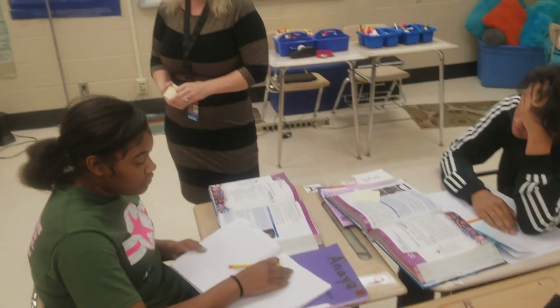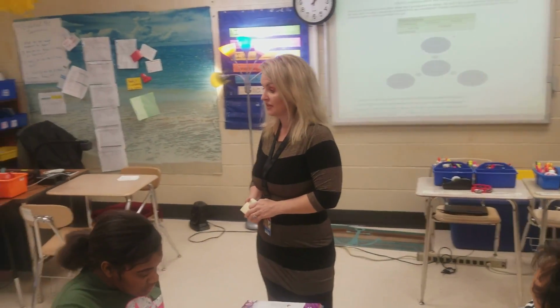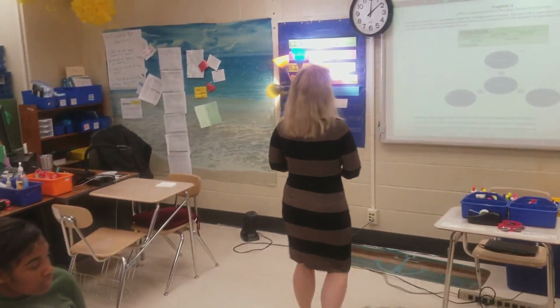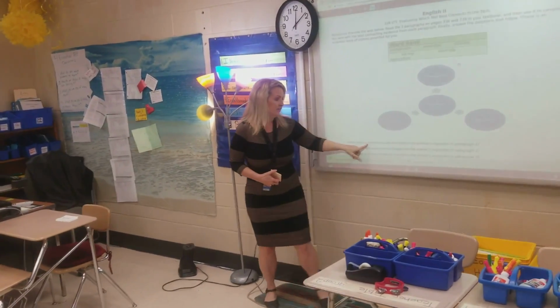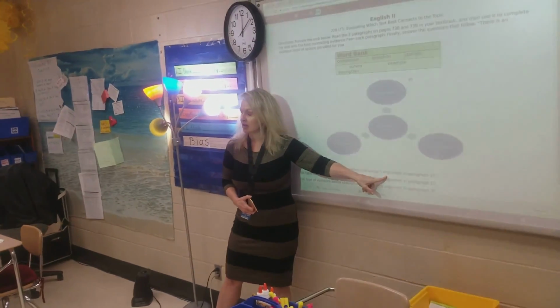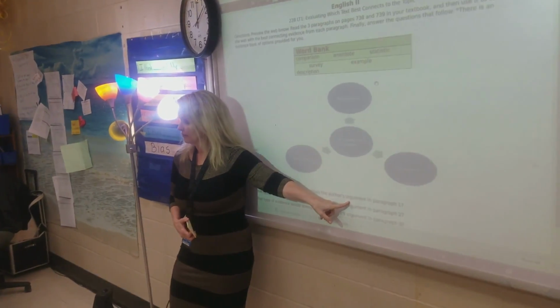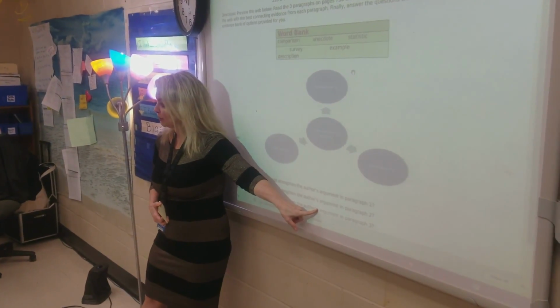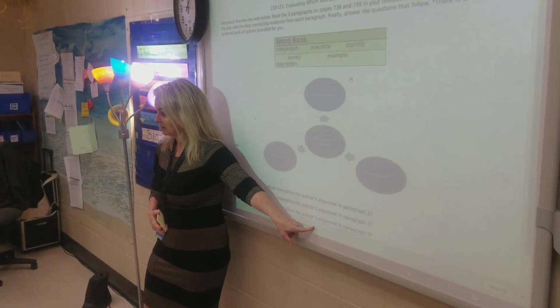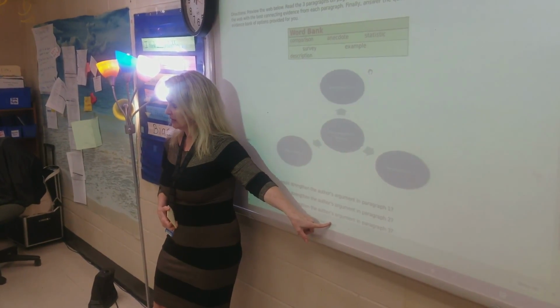Repeat. You're going to read the first 3 paragraphs. The question number 1 says, what type of evidence would strengthen the author's argument in paragraph 1? Then you're going to do it for paragraph 2 and then for paragraph 3. Does that make sense? So how many paragraphs are we reading? 3. That's right.